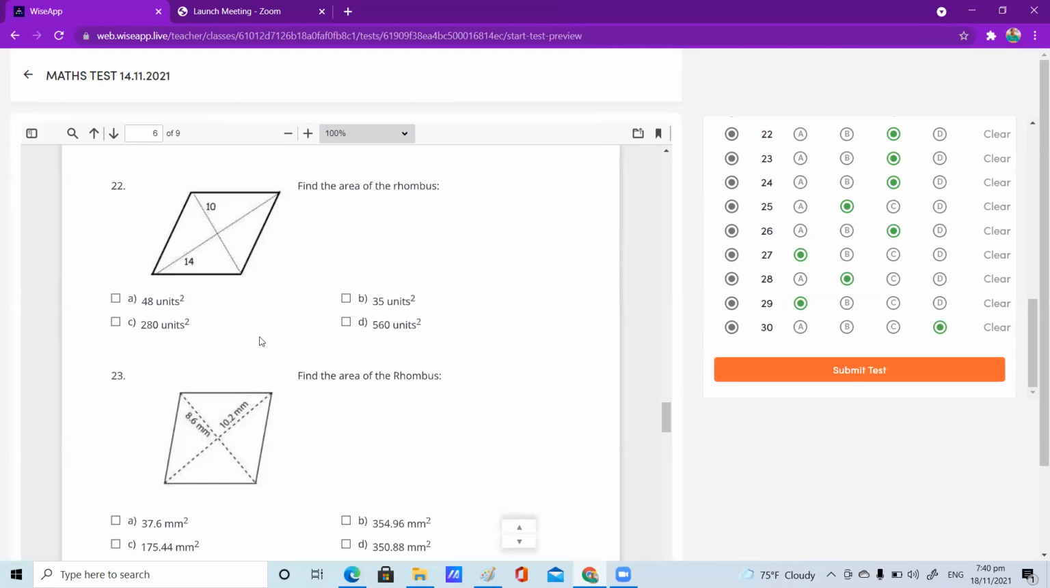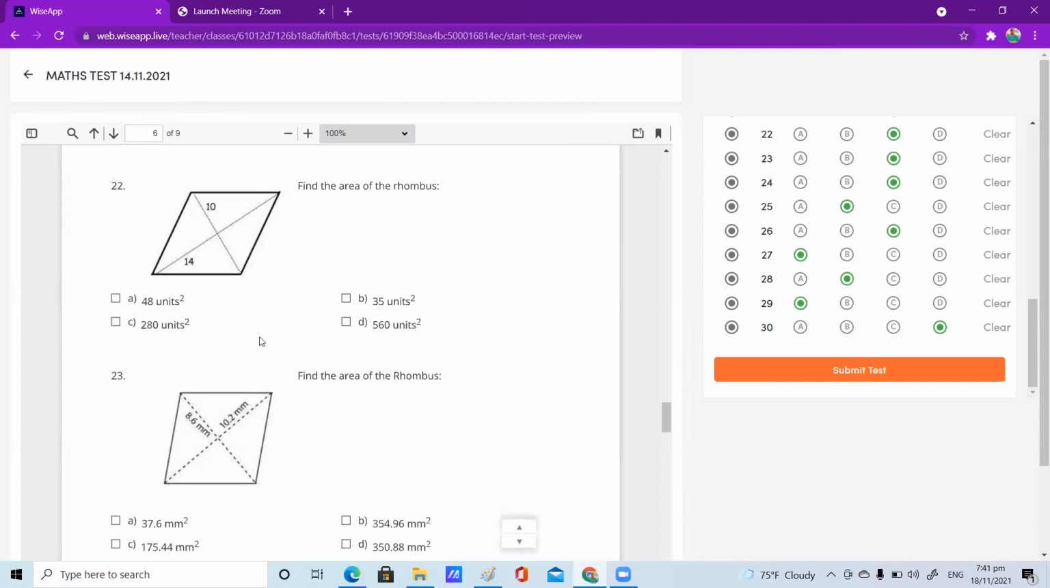Here the half diagonal is given, not the complete diagonal. You need to take double the half diagonal. Yes, ma'am, that's what I'm doing. 28 into 20 by 2, so it's 560 by 2. Correct. That's 28 into 10, which is 280 unit square.